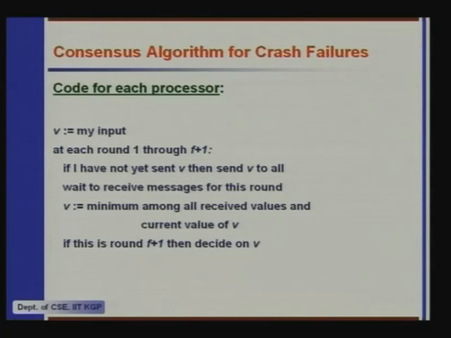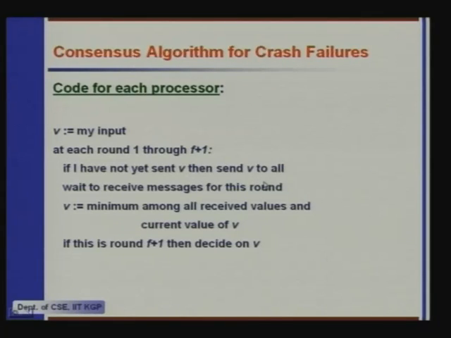So, this is the code for one processor. What does it do? It takes my V as my input. What is my input? My input is my value. Every process starts with its own value, and that value is put in V. At each round 1 through f plus 1, so we will have f plus 1 rounds, if I have not yet sent V, then send V to all.